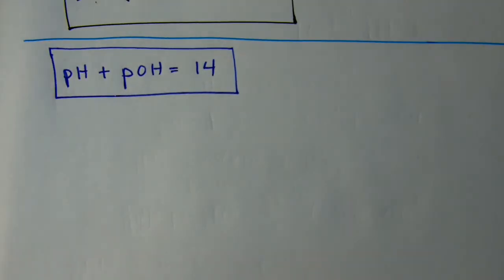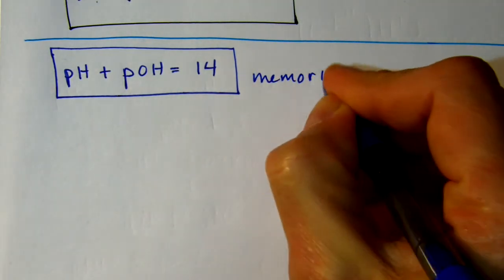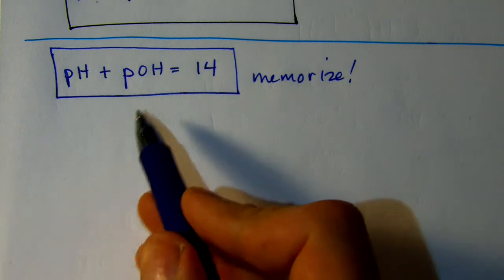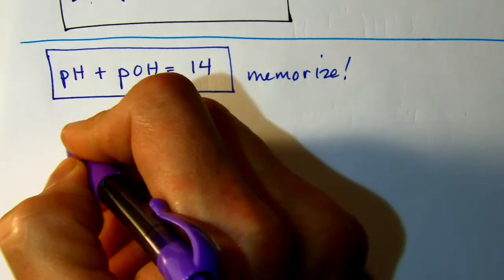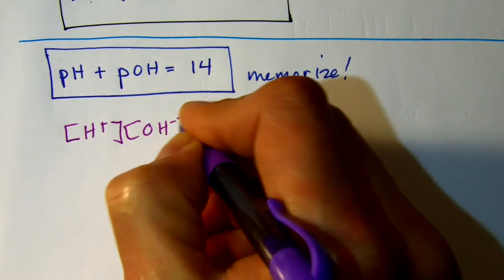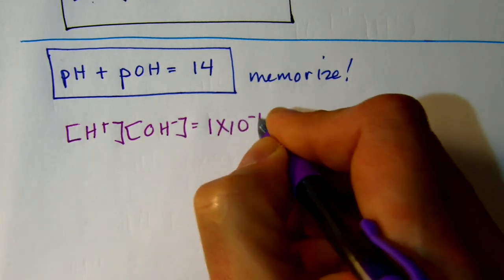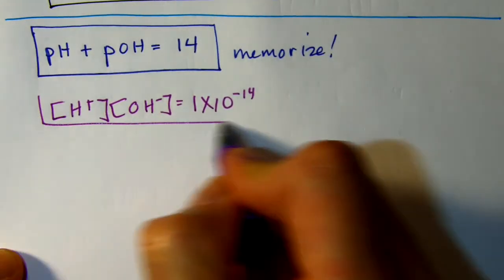Okay? Now, we can do that later with mathematicians, but just go with this. This is absolutely worth memorizing. Okay? Absolutely. pH plus pOH. Just get that in your head. There's another one, and that is that this concentration times this concentration is equal to 1 times 10 to the negative 14.